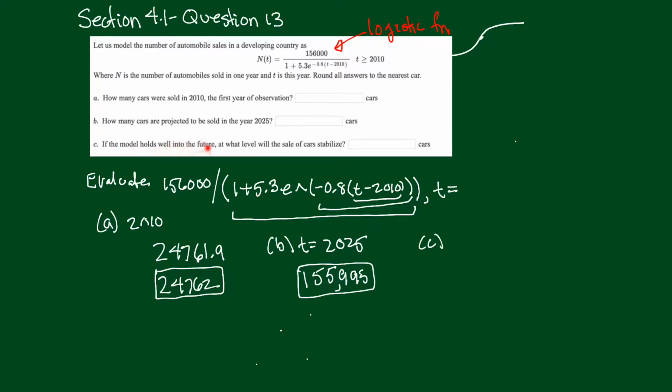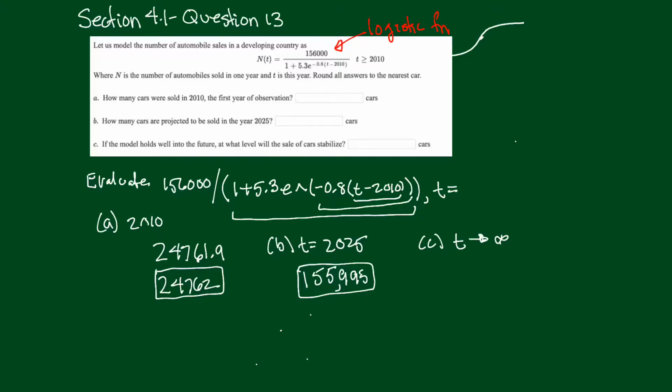And in part C, where are we in part C? If everything holds well into the future, at what level will the cars stabilize? Well, this one's a little bit different because we're not given an actual year. So what's happening in this case is t is just going to infinity.